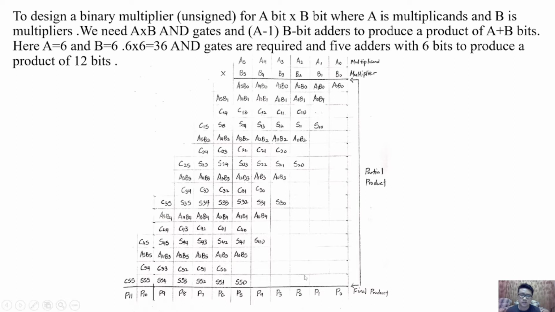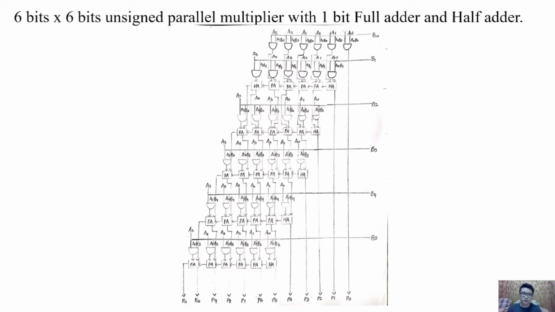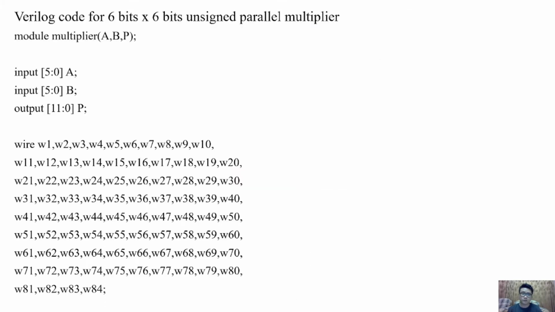And this is the step of multiplication. The 6-bit multiplicand times the 6-bit multiplier gives the partial products. Let's include the carry and sum, and finally we get the 12-bit product. After doing the multiplication, now we can draw the block diagram. And this is the block diagram for the 6-bit by 6-bit unsigned parallel multiplier with 1-bit full adders and half adders.